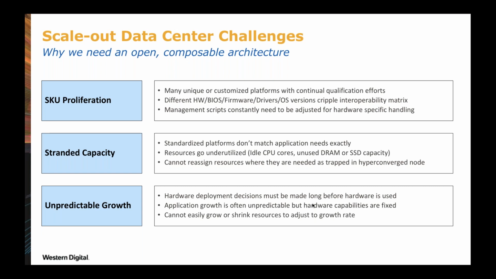We also see a lot of stranded capacity. If, say, a 24 drive server goes in, those 24 drives may not all get used for the application that server was targeted for. So there are attempts to reassign, reconfigure, and change that over time, and the tools to do that are not always there. And then the predictability of the growth and the capacity is always difficult. So this open composable model provides a mechanism to easily add compute or storage as you grow.